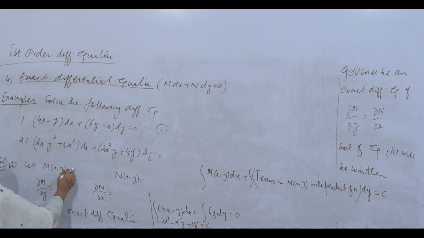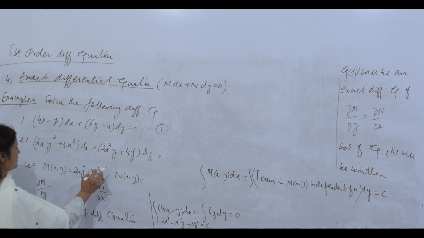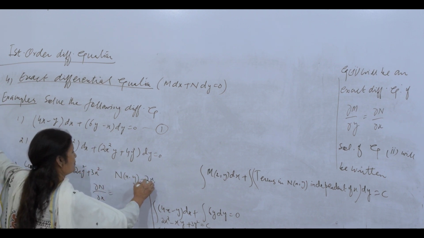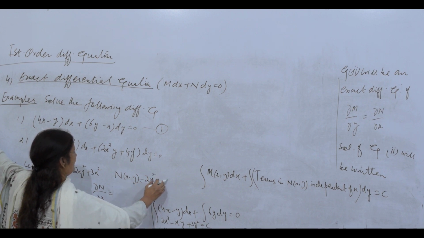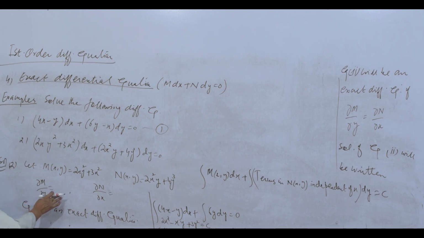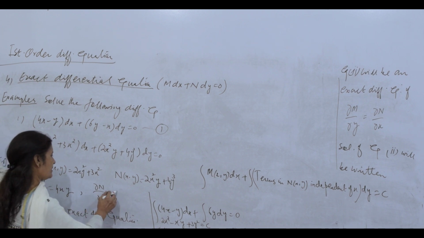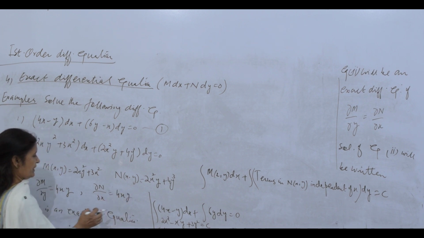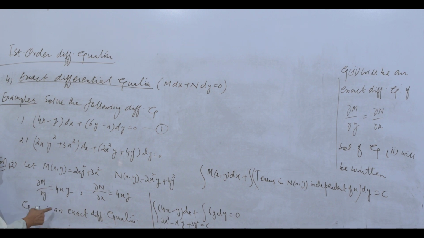Second question, M(x,y) is 2xy square plus 3x square. N(x,y) is 2x square y plus 4y cube. Let us take the partial derivatives. Partial M by partial y, 4xy. Partial N by partial x, 4xy. Look at that. Since the derivatives are equal, 4xy, the equation is exact.